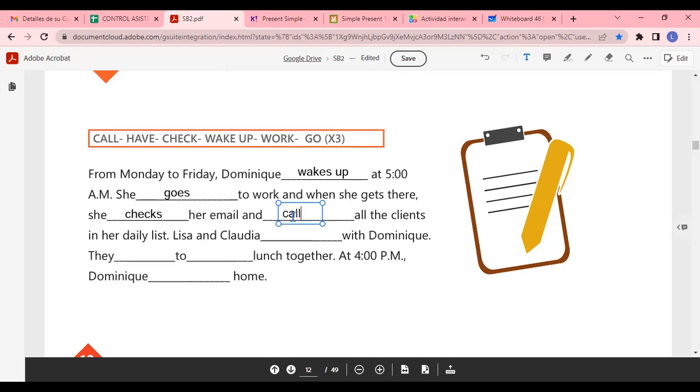She calls all the clients in her daily list. Okay, llama a todos los clientes en la lista. ¿Verdad? Entonces, ¿cuál sería el siguiente verbo? Work with Dominic. They go to have lunch together at 4 p.m. Dominique goes home. And then we have it, okay?